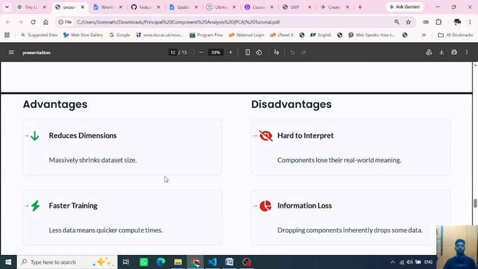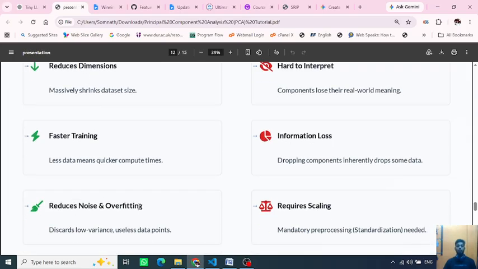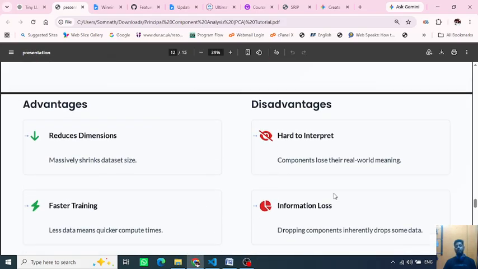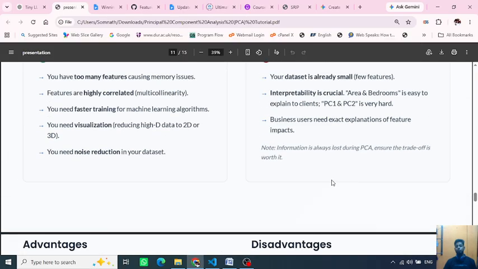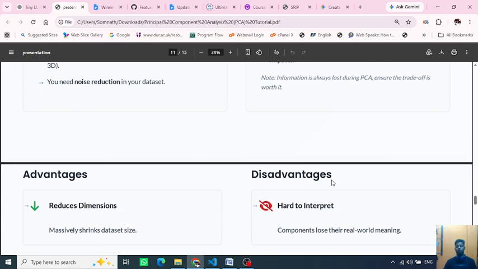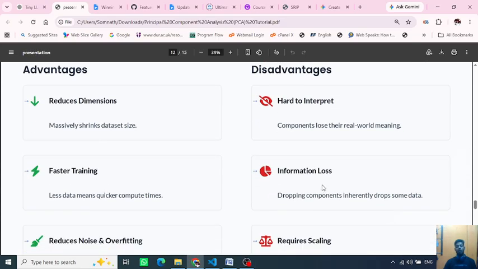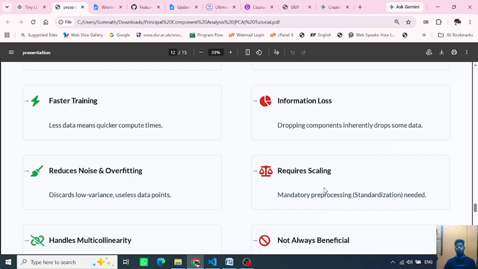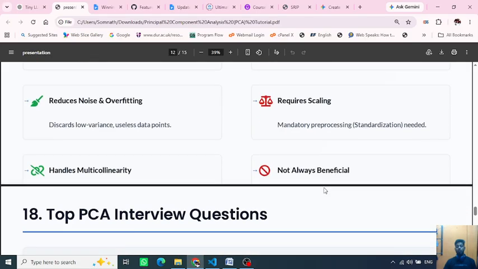Advantages of PCA: it reduces dimensions, massively shrinking the dataset size. It gives faster training, reduces noise and overfitting, and handles multicollinearity. Disadvantages: it is hard to interpret, because as I said, you get new features PC1, PC2, which are hard to understand. Information loss is also a problem. Scaling is very important, as I said before. And definitely it will not always give you an exact benefit.